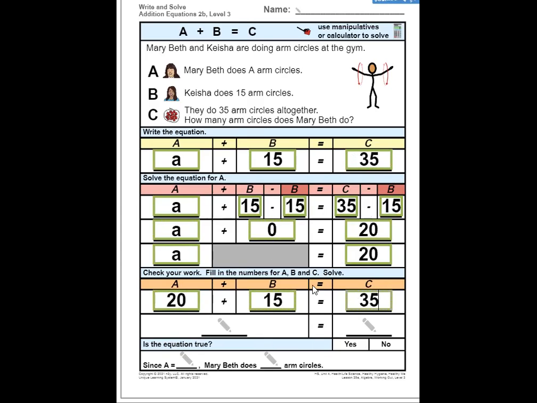We want it to balance out. We want it to be the same on both sides of this equal sign. If this is 35, then we're hoping that this is 35. We're going to find out what's 20 plus 15. 35. Let's see if we can get some participation in here. Thank you so much from home. I see it. Very good.